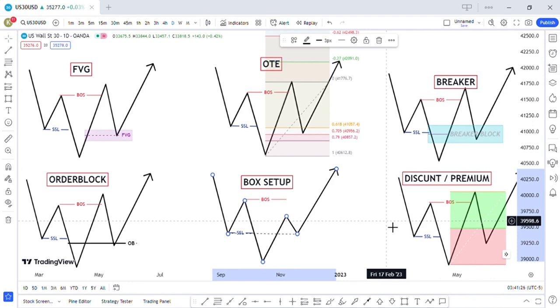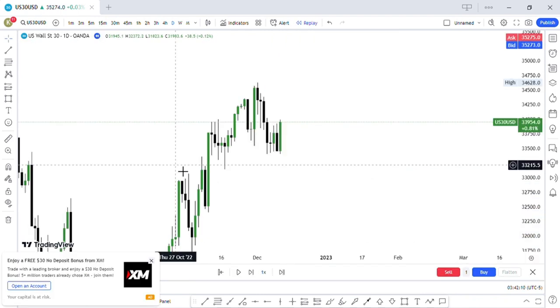Right? Okay, guys. Now that we understand the theory part of the ICT entry checklist, let's go to the market and look at a few examples. Okay, guys. For our example, we're going to use the US 30 on a daily time frame.